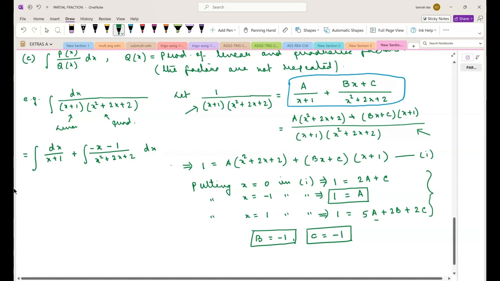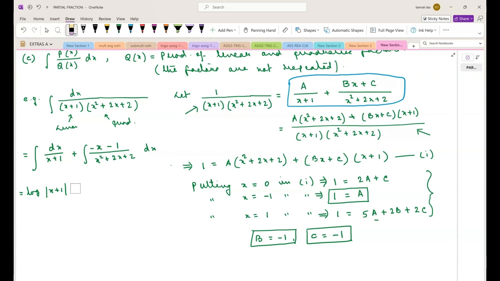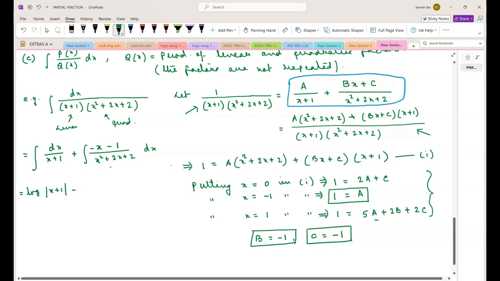Okay. So now the first part is easy. That is log mod x plus 1. And for the second part, you just have to simply take the minus out. So take minus common. And if you differentiate the denominator, then you get 2x plus 2. So we'll try to bring 2x plus 2 here, but then I'll have to multiply this with half because it is x plus 1 after taking the minus 1 out. So x square plus 2x plus 2 dx.